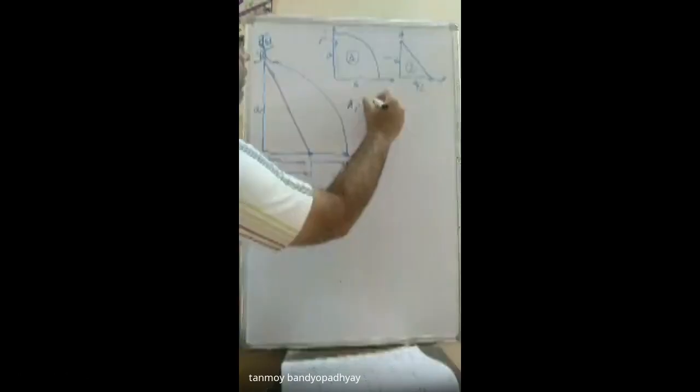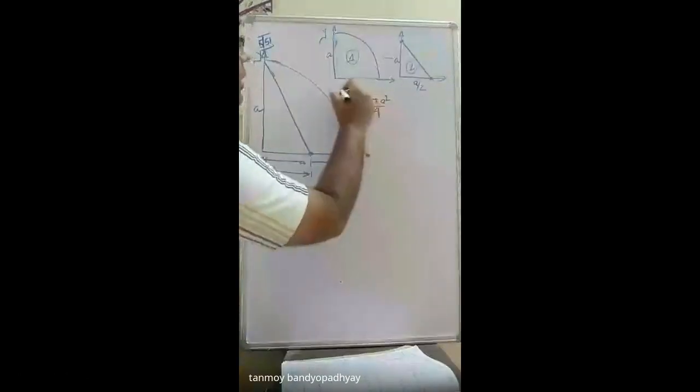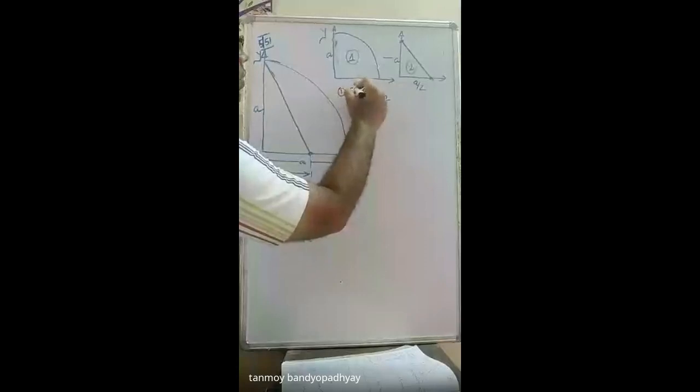Equal to pi r square by 4. So pi a square divided by 4. So this is for the quarter circle 1.